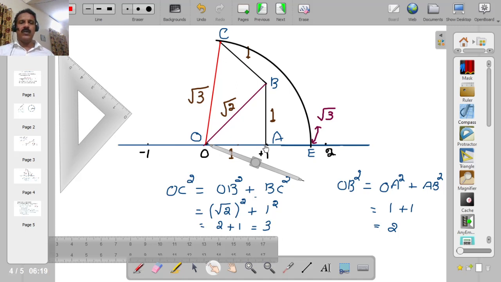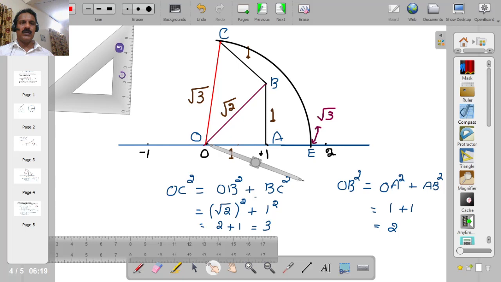Now we have to draw a line having length 1 unit perpendicular to the number line at point A. So we will be drawing a line perpendicular to the number line at point A and having length equal to 1 unit.